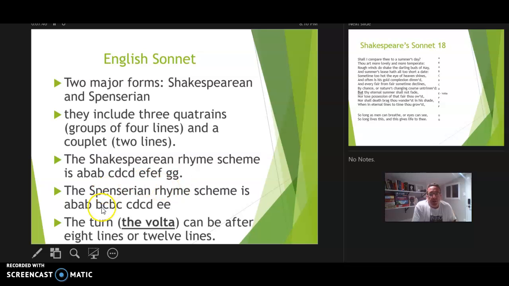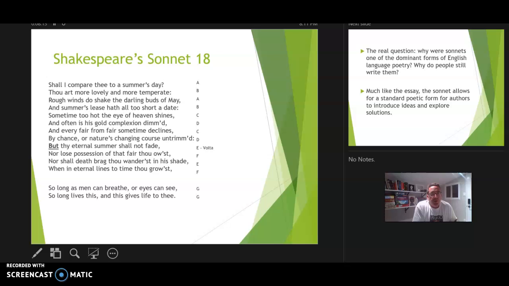The Spenserian is a much more intertwined rhyme structure. It goes A B A B, B C B C, C D C D, E E. So you get a repetition of rhyming through each of the quatrains. It's more like a sestina in that sense, where you get this repetition through the different quatrains. Anyways, the volta can be after the 8 lines or after 12 lines, so it can change a bit in the English style. So let's take a look at an example, a Shakespearean sonnet.